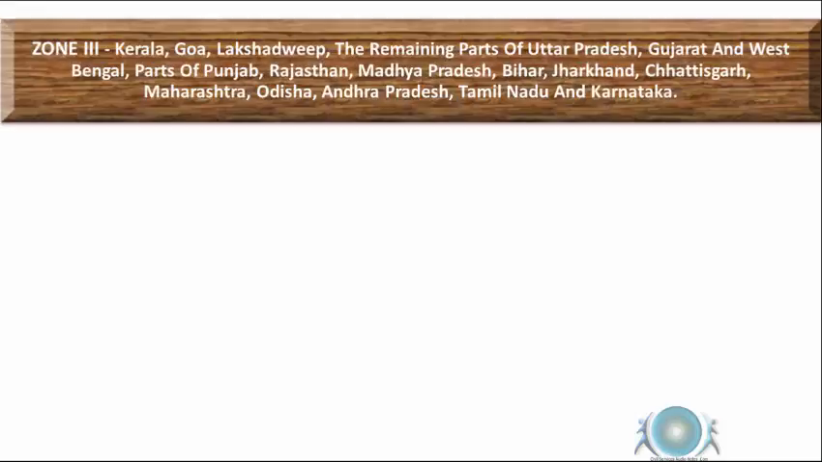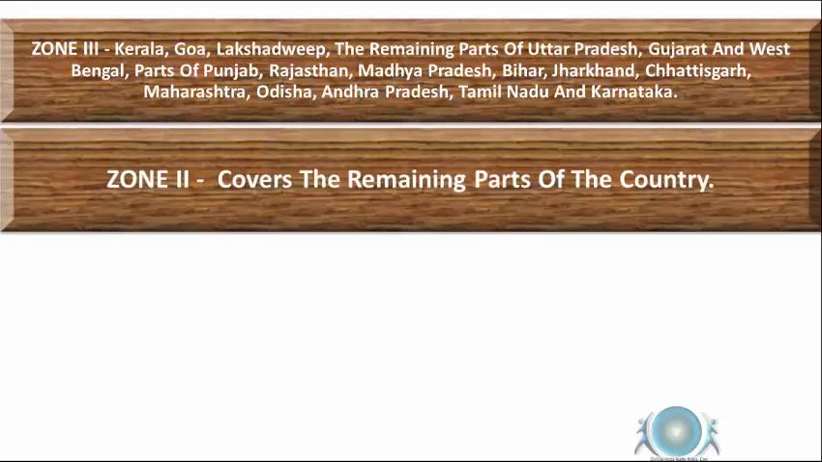Zone 3 comprises Kerala, Goa, Lakshadweep and the remaining parts of Uttar Pradesh, Gujarat and West Bengal, parts of Punjab, Rajasthan, Madhya Pradesh, Bihar, Jharkhand, Chhattisgarh, Maharashtra, Odisha, Tamil Nadu and Karnataka. Zone 2 covers the remaining parts of the country and it is the least affected.